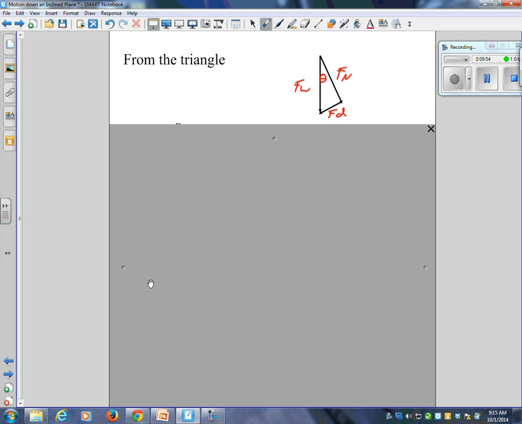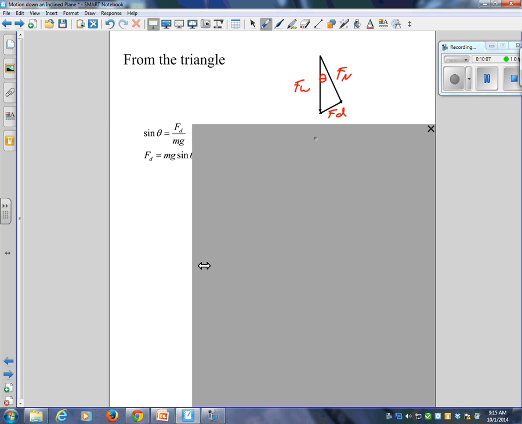Well, regardless, what is the sine relationship for that triangle? Sine is opposite, FD over FW. Now, because FW is equal to mass times gravity, we could say FD over mg. Or in other words, rearranging, FD is equal to mg sine theta. The force down the plane is mg sine theta. Theta, of course, being in degrees. None of that silly radian stuff for us.